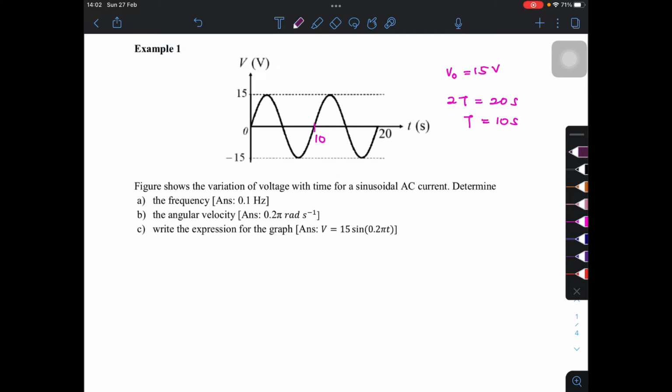Okay, let's find what is the frequency. Frequency is equal to 1 over T. So the period we already have. You will get 0.1 Hz.